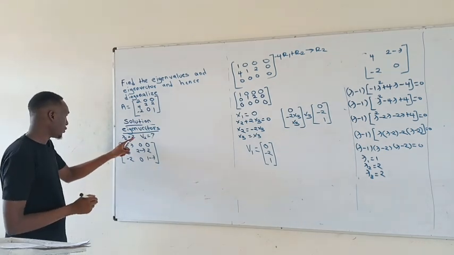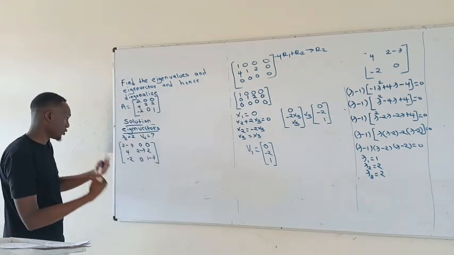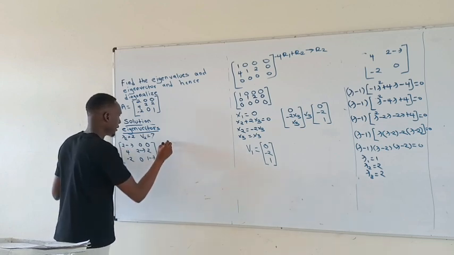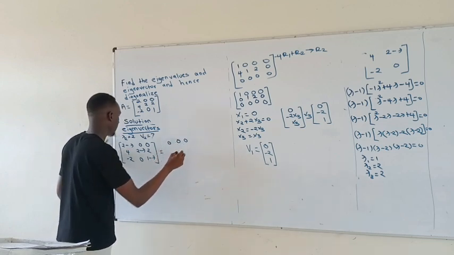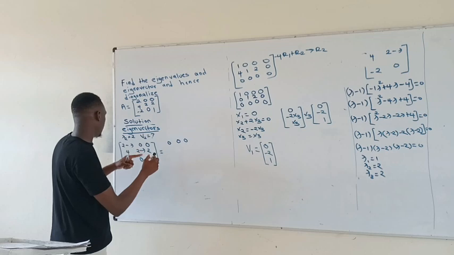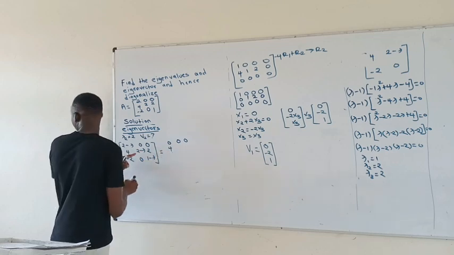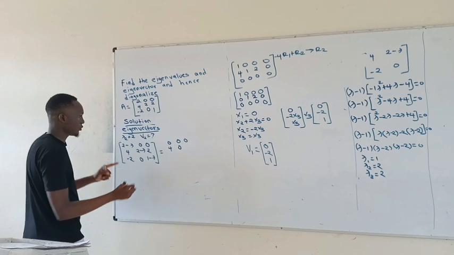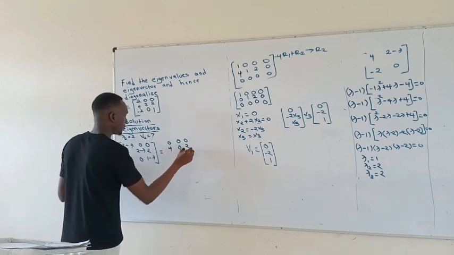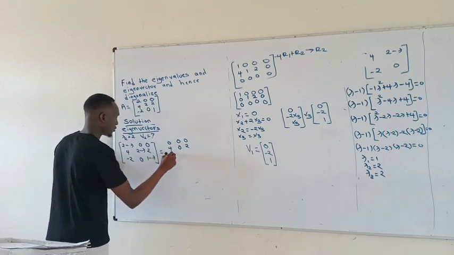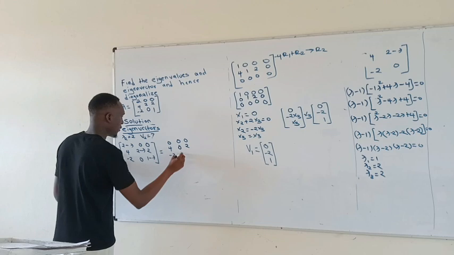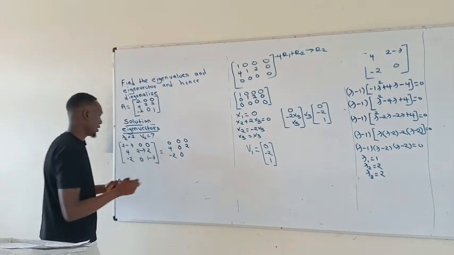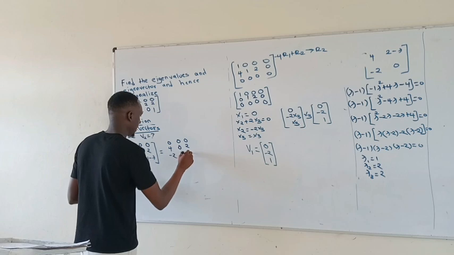Our lambda is now 2. So where there is lambda, we equate 2. So it will be equal to 2 minus 2 is 0. The others are 0, 0. Then 4, 2 minus lambda is 0 because lambda is 2. Then we have 2. Then we have minus 2. We have 0. 1 minus lambda, 1 minus 2 is minus 1.